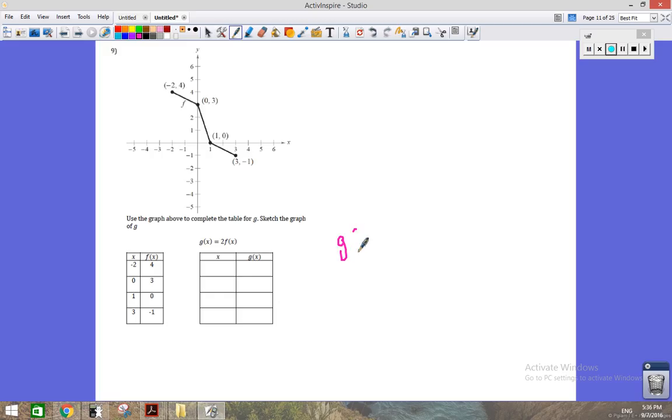If we evaluate G at -2, what will we have? We'll have 2 times f evaluated at -2, and f evaluated at -2 is 4, and 2 times 4 is 8, so -2, 8 is going to be a point on the graph of G.